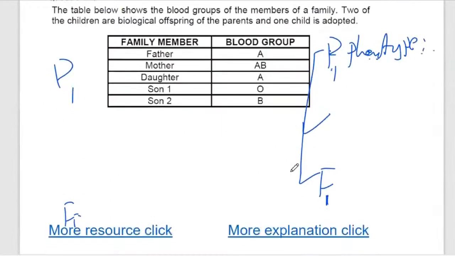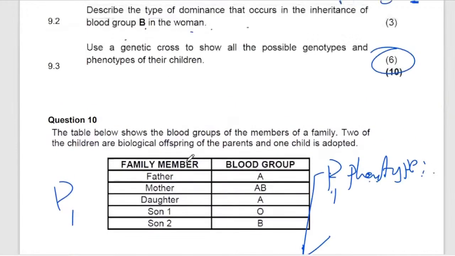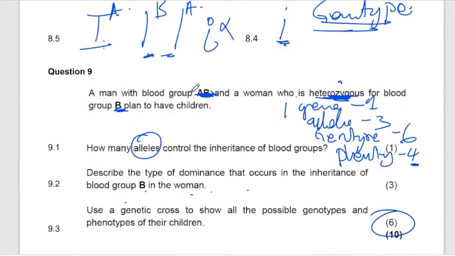So you say P1, F1, we give you a tick. Now you tell us the phenotype: a man of blood group AB times a lady of blood group B. That's all. Then we give you another tick. Why?